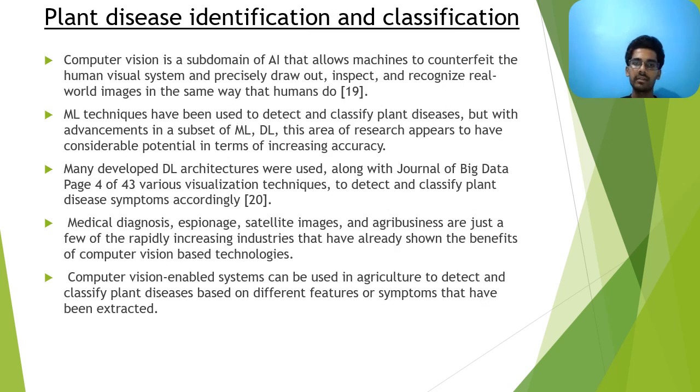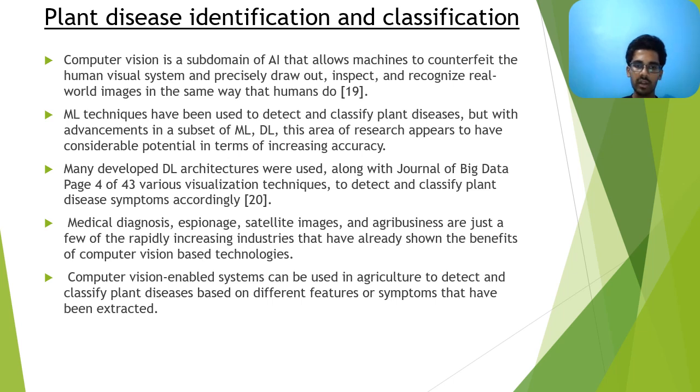Next topic, plant disease detection and classification. Computer vision is a subdomain of AI that allows machines to counter real world problems, inspect and recognize real world images in the same way humans do. Machine learning techniques have been used to detect and classify plant diseases, but with the advancement in the subset of ML and DL, this area of research appears to have considerable potential in terms of increasing accuracy. Many deep learning architectures were used along with various visualization techniques to detect and classify plant disease symptoms accordingly.